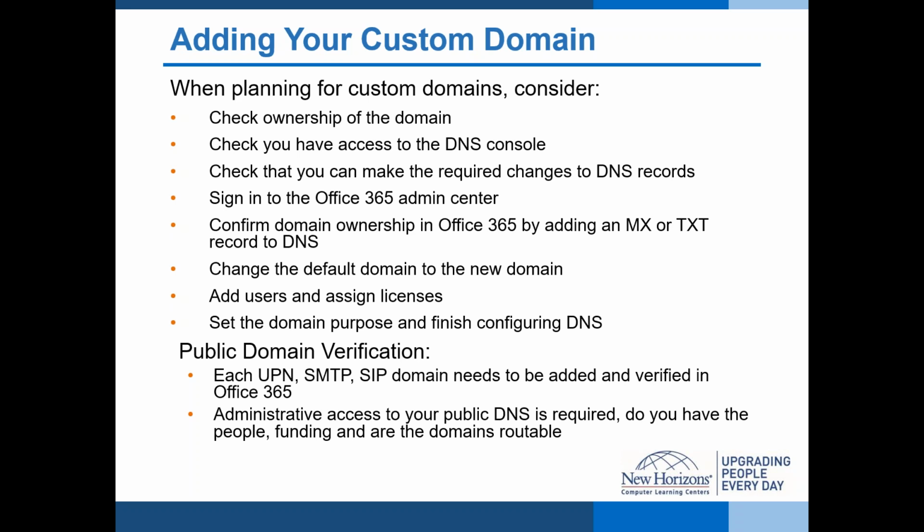When I verify my domain in my Office 365, I can verify it by adding one of two record types to my public DNS. One is an MX record, and the second one is a text record. Once I add my custom domain, I'm going to change my default domain to my new custom domain, and then I'm going to set the licenses for the users on the new custom domain.